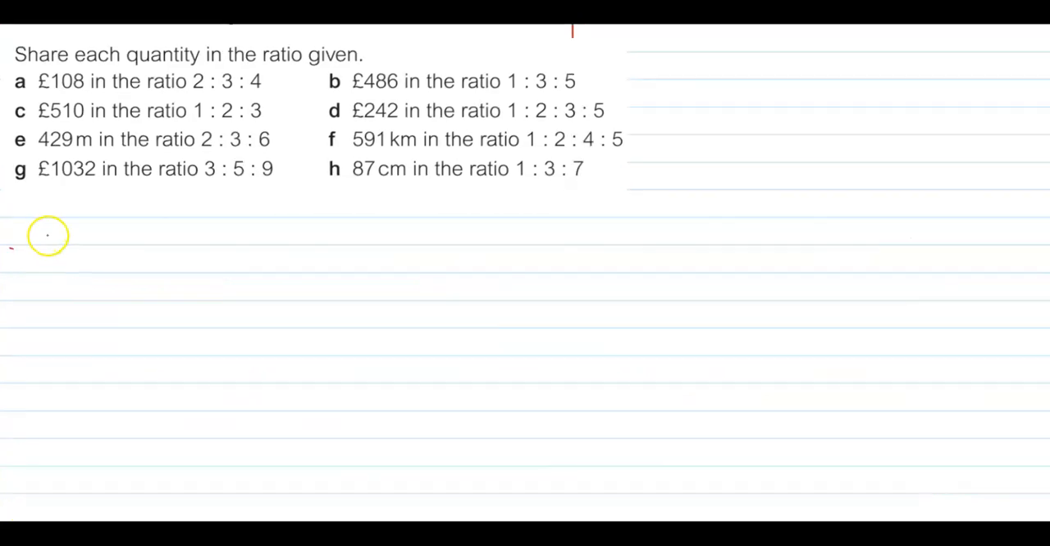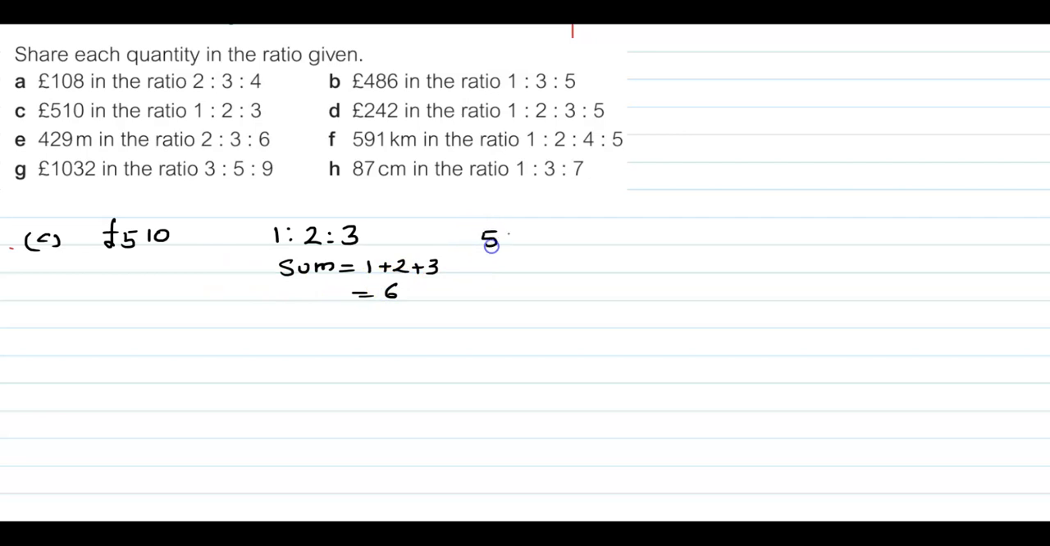So let's write down here C part. C part is 510 pound. You need to divide between 1:2:3. Okay, so first you find the sum of the ratio, like 1 plus 2 plus 3. So it will be 2 plus 1 is 3, and 3 is 6. Now divide 510 by 6.